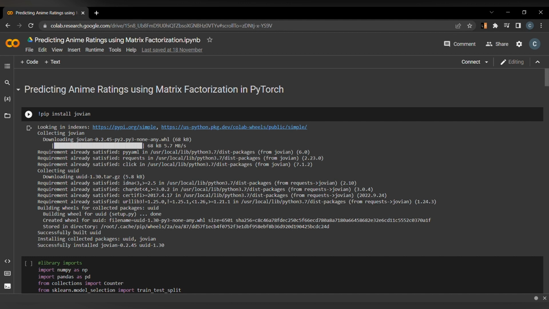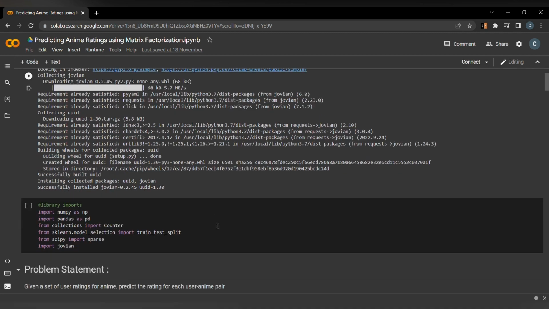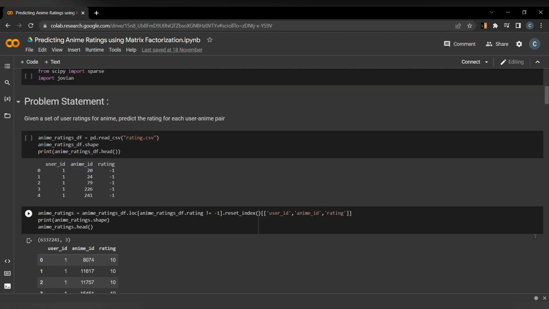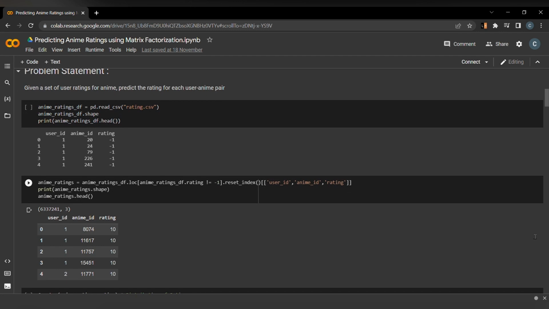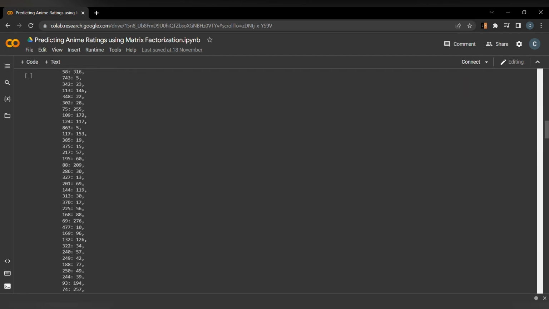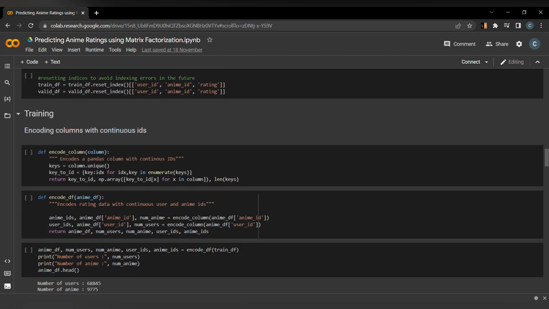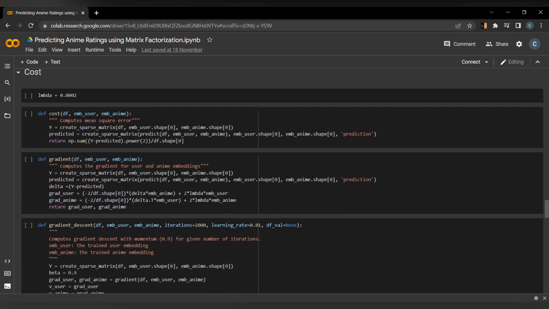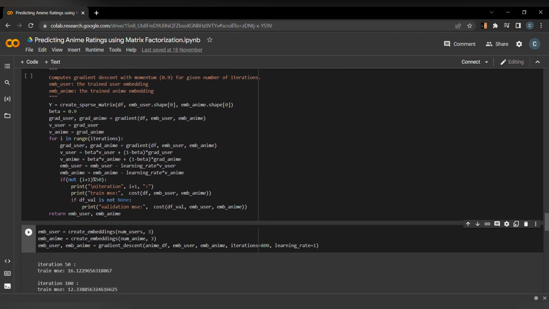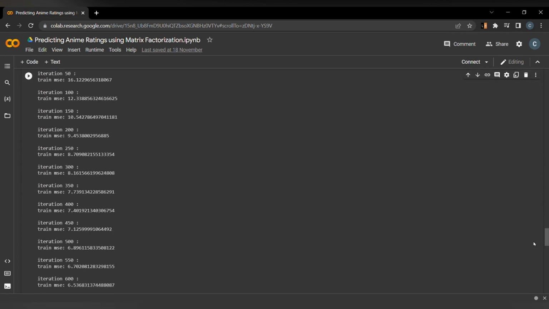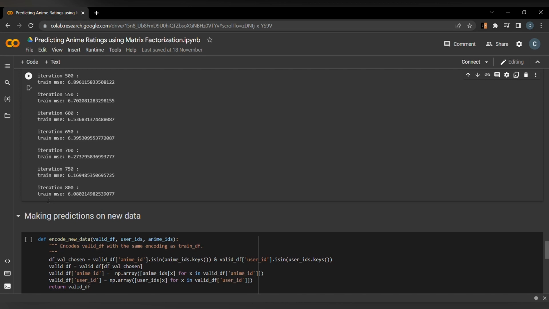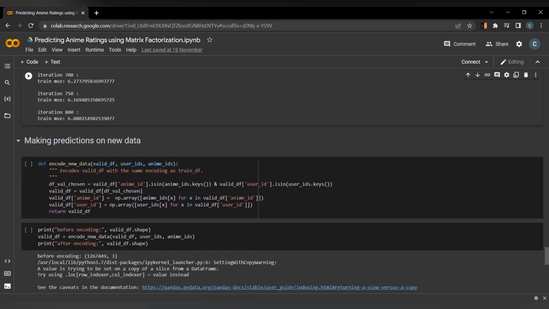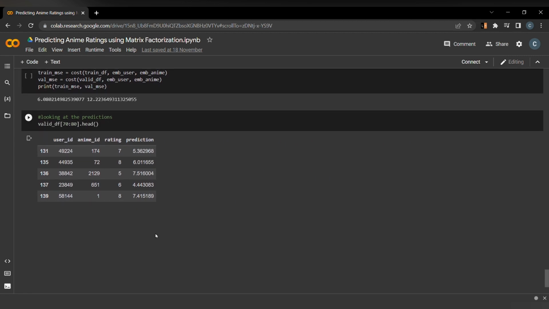So here I'm going to predict anime rating using matrix factorization. The problem statement is clear, as I've said. I've used a dataset from Kaggle named ratings.csv and a few studies done on it, like the general ones. The one we have to focus on is the training part, wherein initially we generate a sparse utility matrix as I've discussed in the video, and later you use gradient descent cost functions to iteratively modify it. And see, after iteration 800, the mean square error is reduced to 6. And now you can make predictions on the new data. So now the prediction is almost close, if not exactly, to the original one.